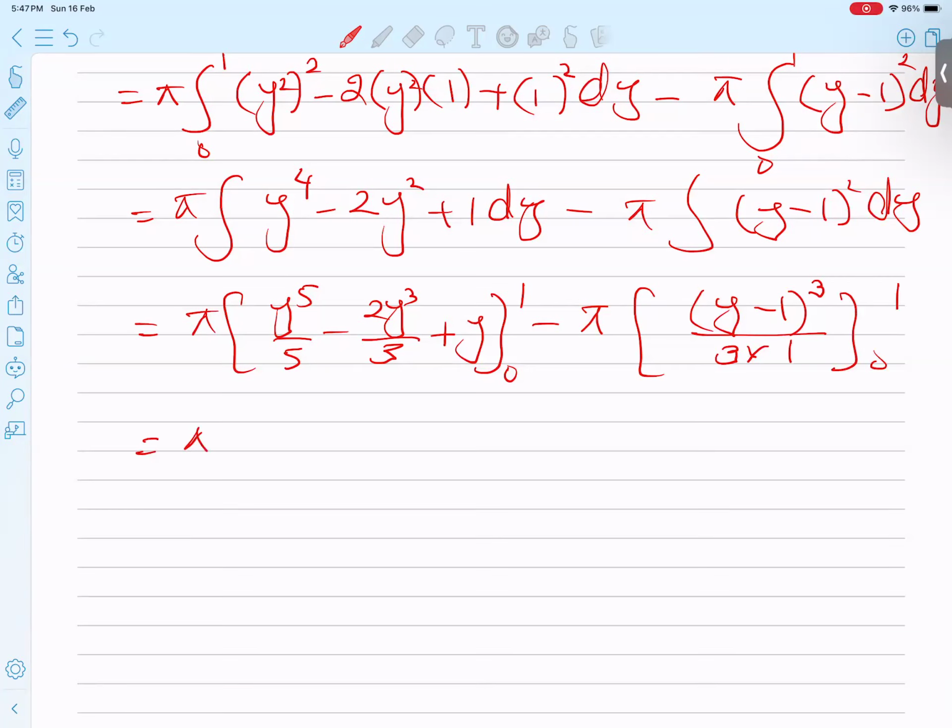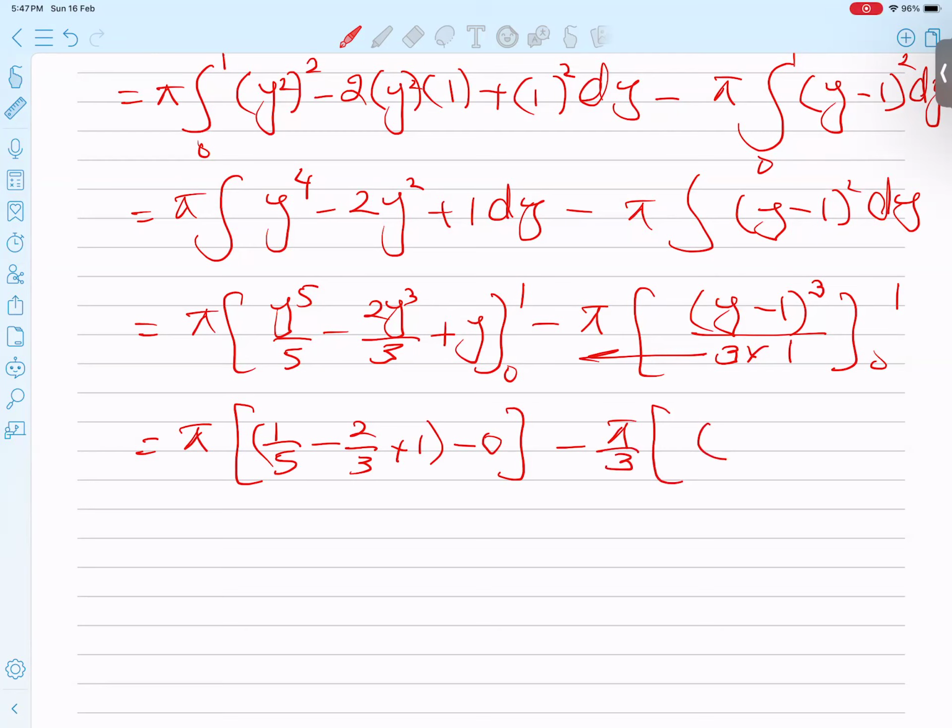So I'm going to plug in, every y replaced by 1, and then 0. 1 by 5 minus 2 by 3 plus 1. This is called the upper limit, and the lower limit is naturally 0. What about this pi by 3? It will come outside, making the question easier. When I plug in 1 here, 1 minus 1 gives us 0. When I plug in 0 here, I get negative 1 to the power 3, which gives us negative 1.